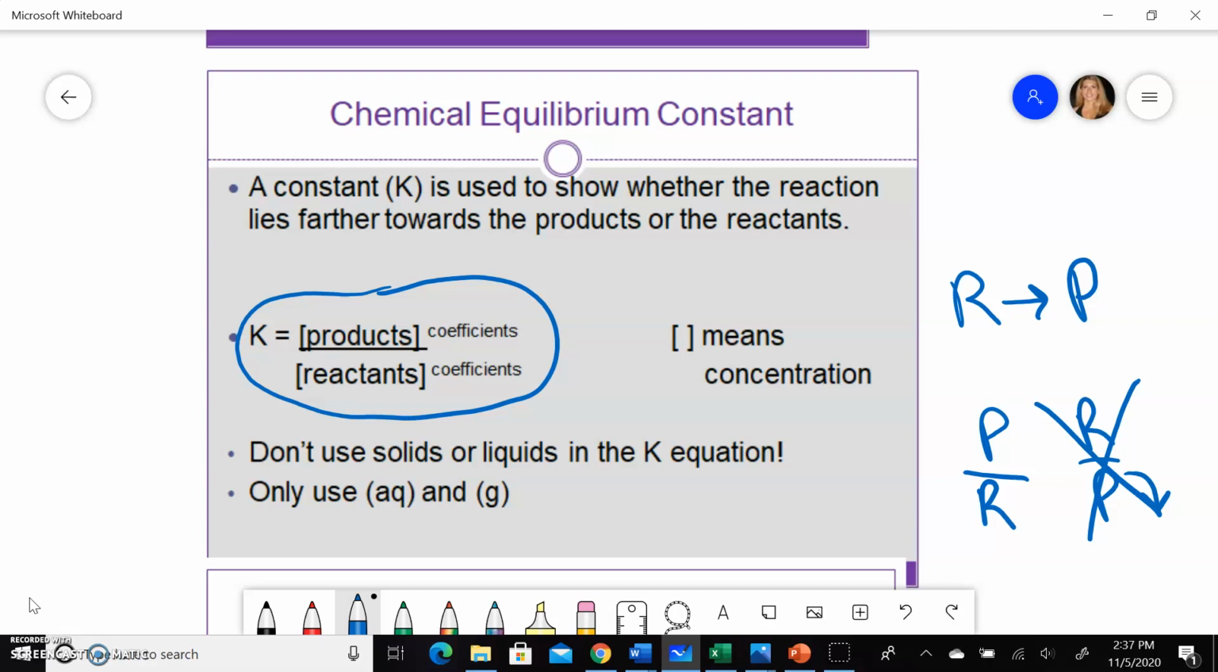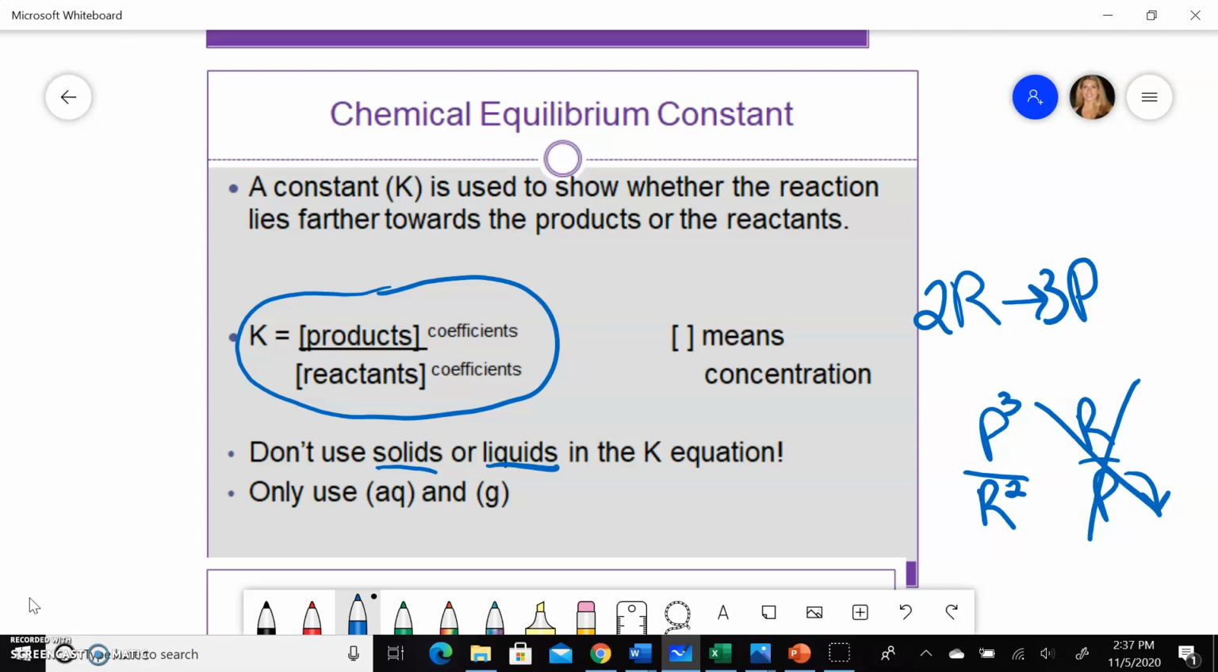The second thing you need to know is that coefficients are going to become exponents. So for example, if R had a 2 coefficient in the reaction, then when you put it into the fraction, you're going to square it. If P had a 3 in front of it, then you're going to put it to the third power. And then the last thing to keep in mind is that you do not use solids or liquids.